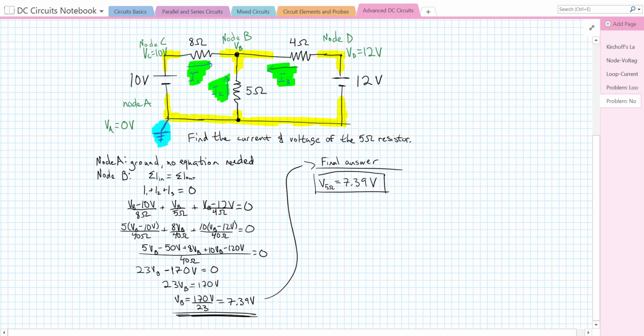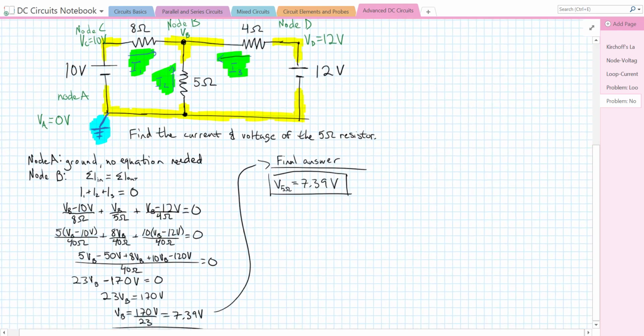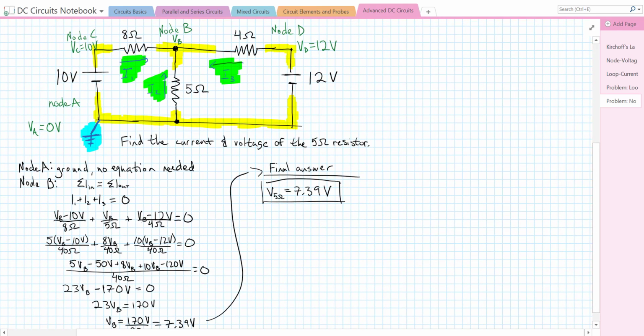If we want to find the current then through our 5 ohm resistor, we can just use Ohm's law. Current is equal to voltage over resistance. So that's going to give us 7.39 volts divided by 5 ohms. And that gives us a final current of 1.48 amps. That is the current through our 5 ohm resistor.